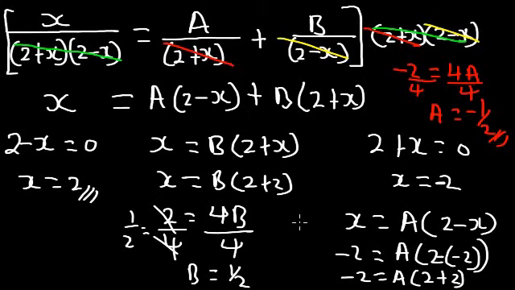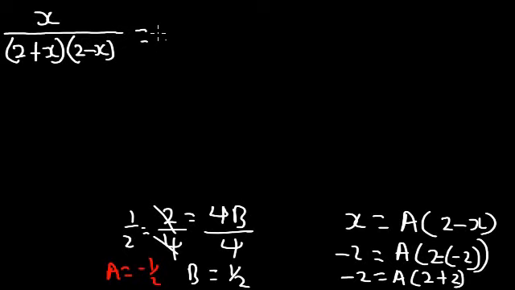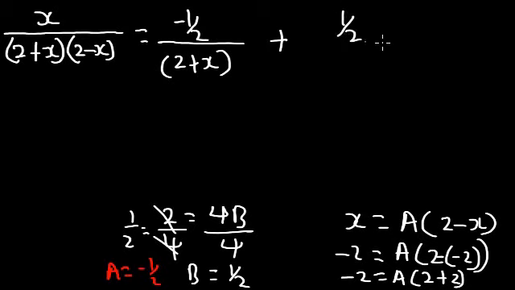So now we can write our final answer. Let me just write it over here and get rid of all the stops. So finally, x divided by 2 plus x multiplied by 2 minus x will be indeed equal to negative 1 over 2, divided by 2 plus x, then plus 1 over 2 divided by 2 minus x.